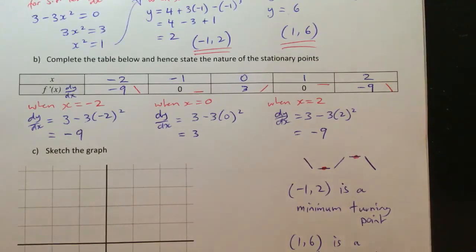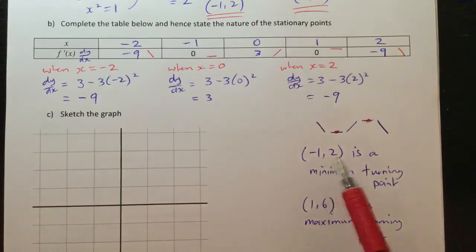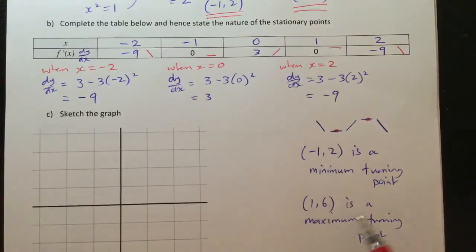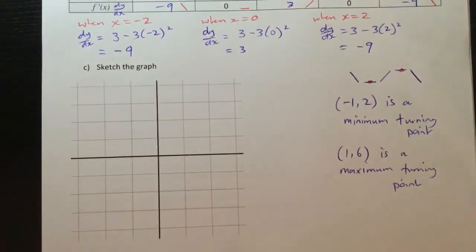All right, so that's still answering part B. Just didn't have much space to work with there. So we've now identified not only where the stationary points are, but we've used the gradient to determine what type of stationary points they are. And that's obviously going to be helpful for part C when we have to sketch the graph.